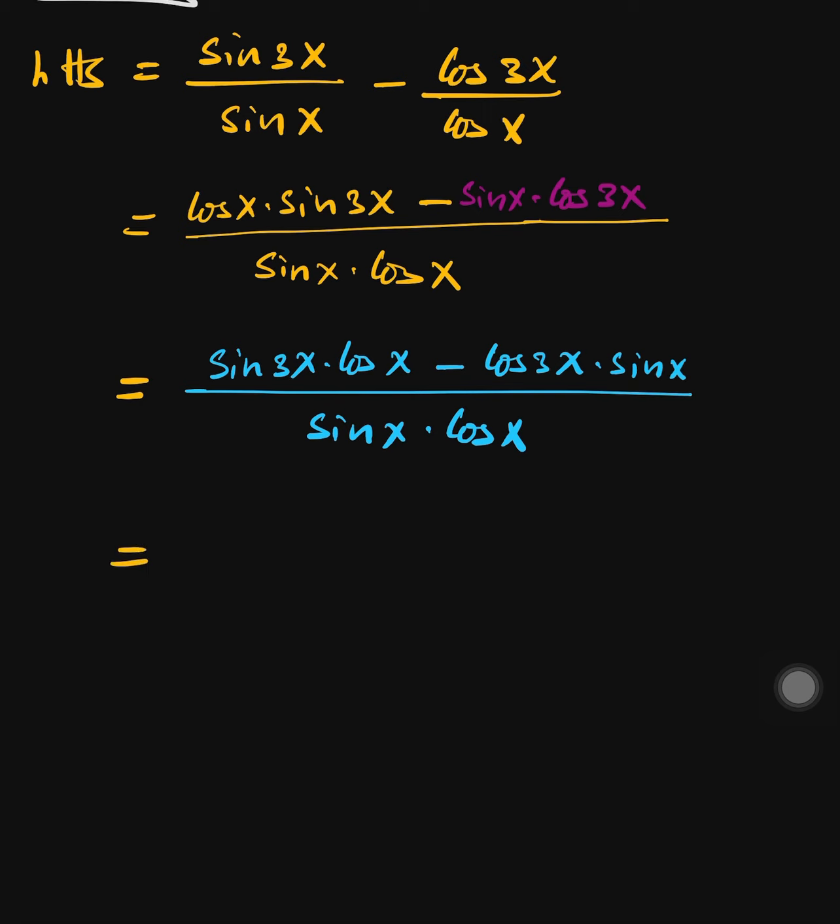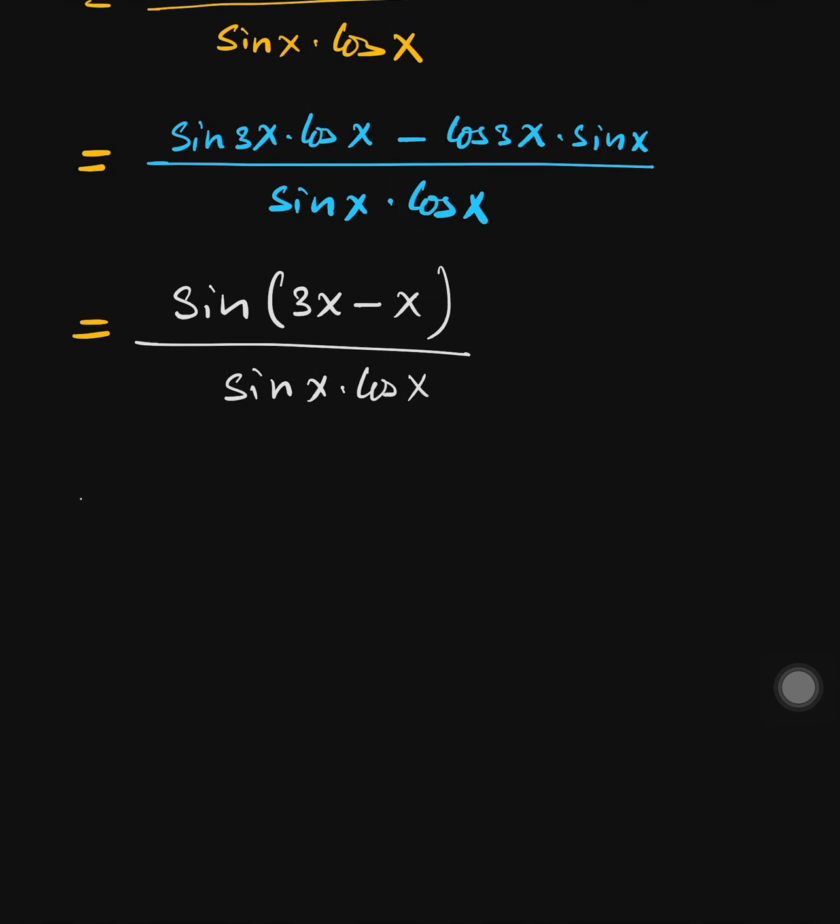We are going to have in the numerator sine of 3x minus x, divided by sine x times cos x. And then 3x minus x is just 2x, so I'm going to have sine of 2x divided by sine of x times cos of x.